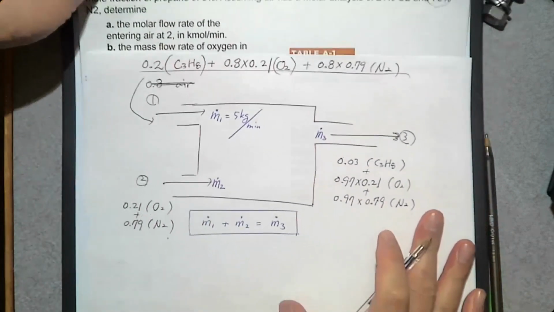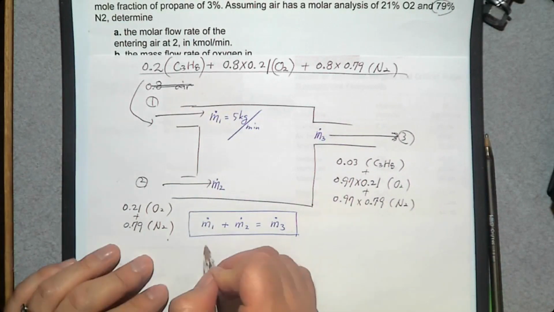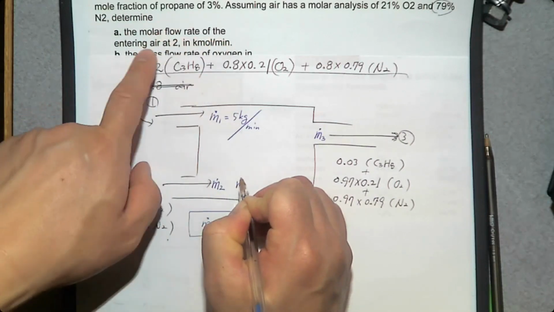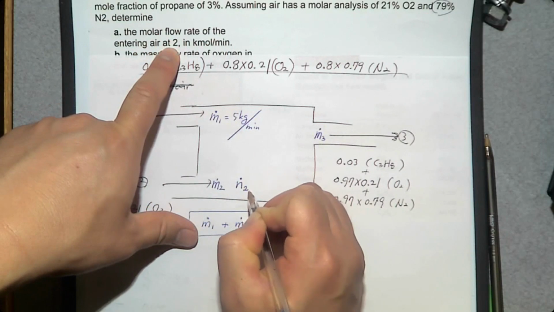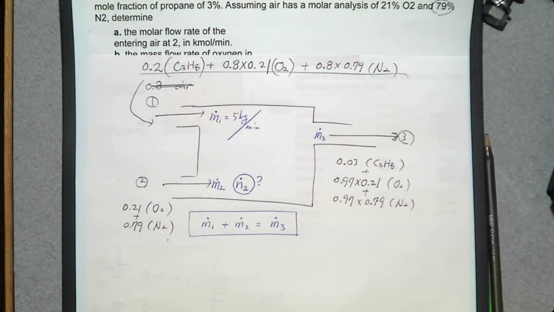Then what do we need to determine? We want to determine the molar flow rate. What is molar flow rate? M dot? No, it is N dot. So N dot at the inlet number two is what we want to determine, okay? We know the relation between the mass and the number of moles. Do we? Yes.